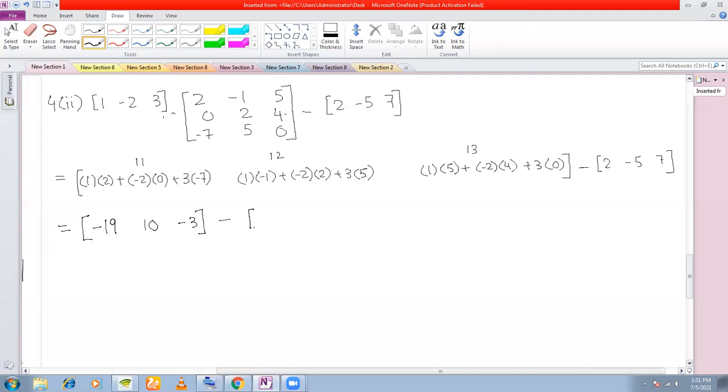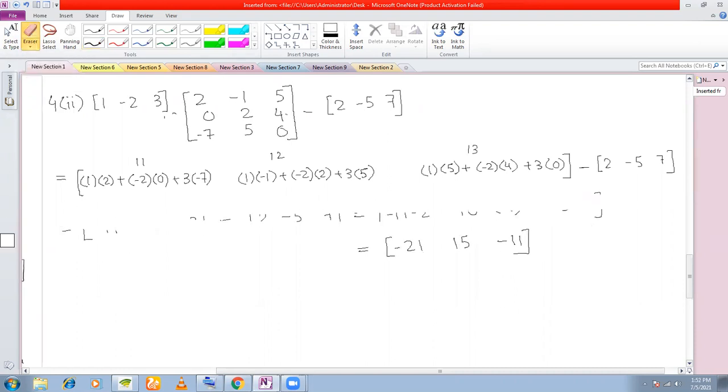Minus 2, -5, 7. So what should be the resulting matrix? -19, -2, 10, minus of -5, plus 5. And then you have -3, -7. So the resulting matrix here is -21, 15, and minus 11. That is your answer. Okay, any question? Proceed to the next problem.